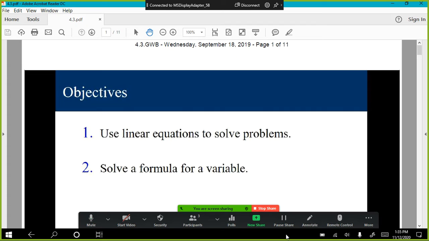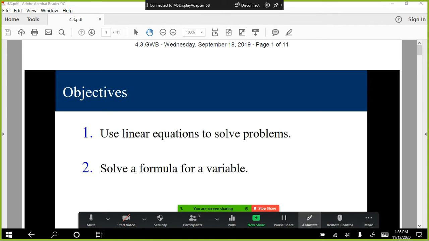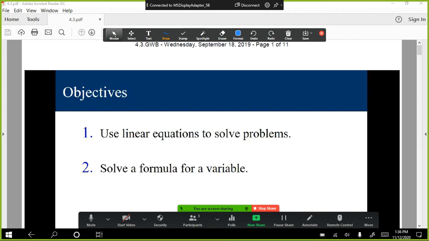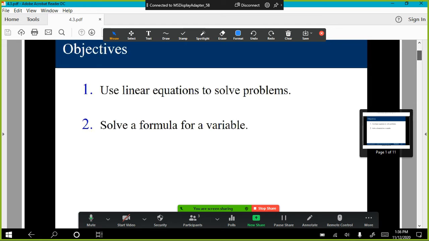All right, so annotate. Where is that? There we go. All right, so let me go on to the next slide.